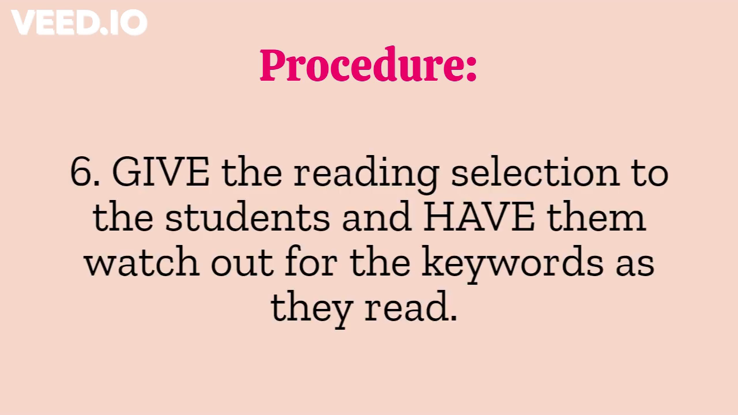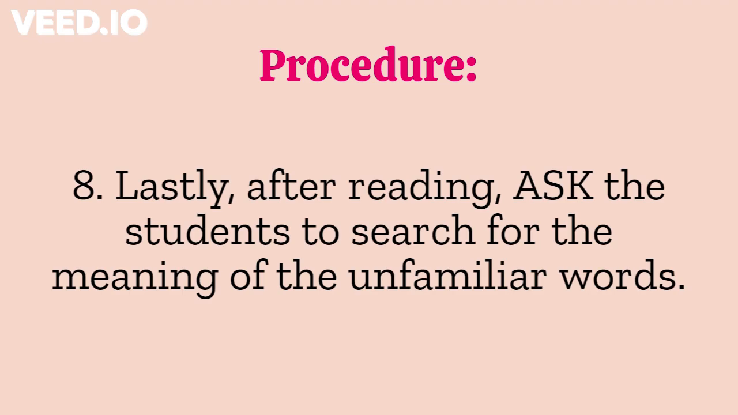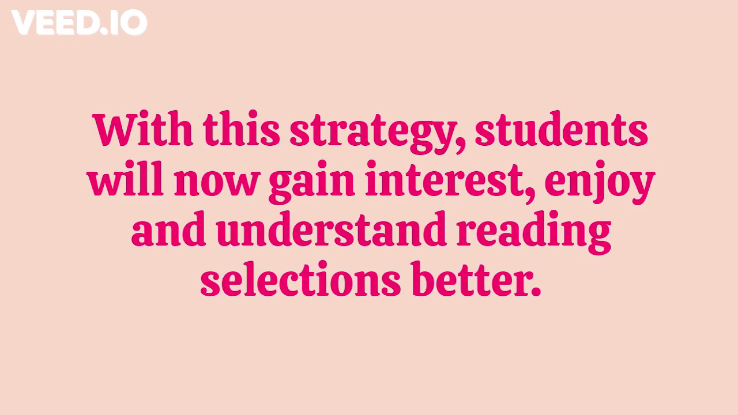Number 6. Give the reading selection to the students and have them watch out for the keywords as they read. Number 7. Tell the students to continue writing in the ABC chart the unfamiliar words they will encounter while reading. So aside from the familiar words, the students will also have some notes of the new words they met while reading. Lastly, number 8. After reading, ask the students to search for the meaning of the unfamiliar words. With this strategy, students will now gain interest, enjoy, and understand reading selections better.